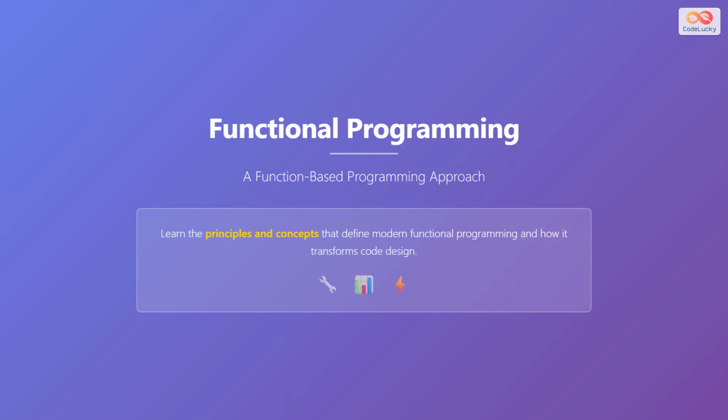Welcome to functional programming, a function-based programming approach. Functional programming is a unique way of writing code that emphasizes using functions and immutable data to create cleaner, more predictable software. Throughout this series, we will explore the core principles and concepts that make functional programming a powerful tool in modern software development. Whether you are building web applications, working with data science, or developing distributed systems, understanding functional programming will transform the way you write code.